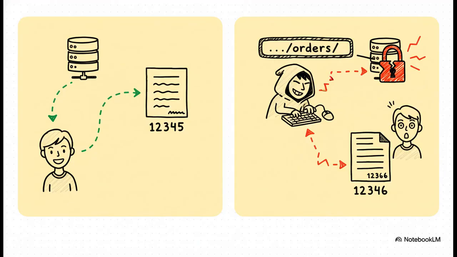And this is a perfect example. The developer expects you to request your own order, right? So you go to /API/orders/12345. But what does an attacker do? They just change that last number. They try 12346. If the server isn't checking, hey, does this user actually own order 12346? Boom, they're now looking at someone else's private data.